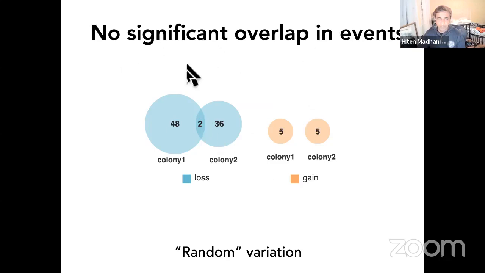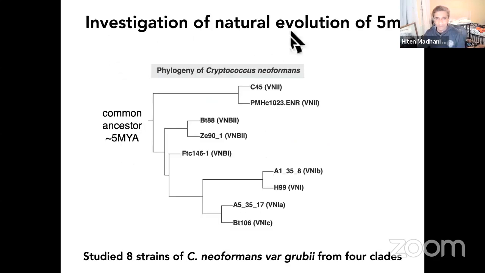And this is just to show that there's no significant overlaps between the two colonies. The two that we see between the two colonies are what you'd expect. So this really appears to be something like random Darwinian evolution, or variation rather. So we also investigated the natural evolution of 5-methylcytosine. For this, we took a group of isolates of Cryptococcus, which has been heavily studied in terms of its population genetics. We took isolates from 4 different clades that had a common ancestor about 5 million years ago. And we assembled their genomes by long read sequencing, and we measured DNA methylation in these isolates.